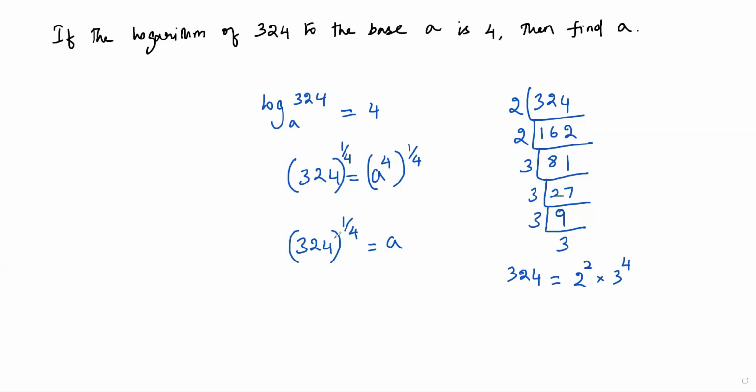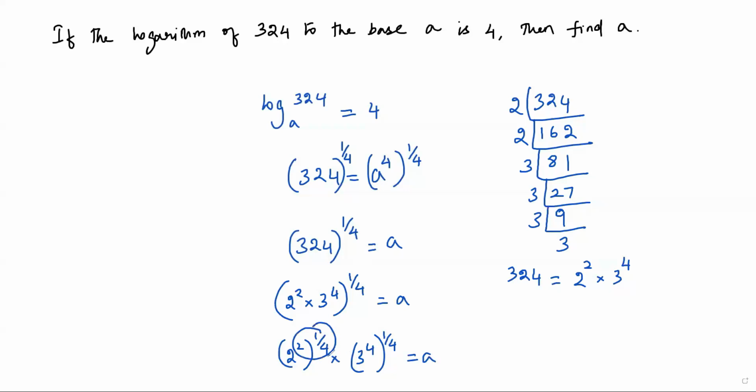So now instead of 324, I can write 2 to the second power times 3 to the fourth power, whole to the power of 1/4, is equal to a. Here 1/4 is a common exponent for the product 2 squared and 3 to the fourth power. Since it's a common exponent, it can be distributed to both. So in the next step, I get 2 squared whole to the power of 1/4 times 3 to the fourth power whole to the power of 1/4 is equal to a.